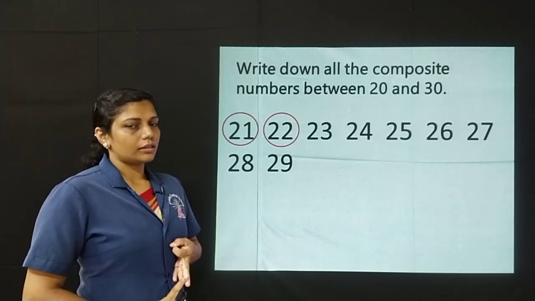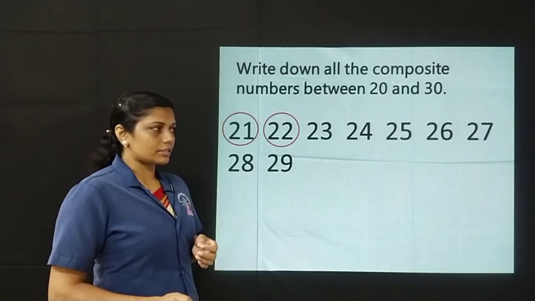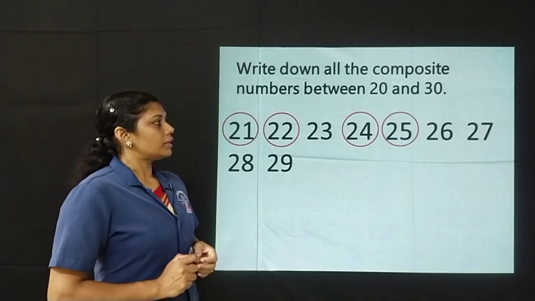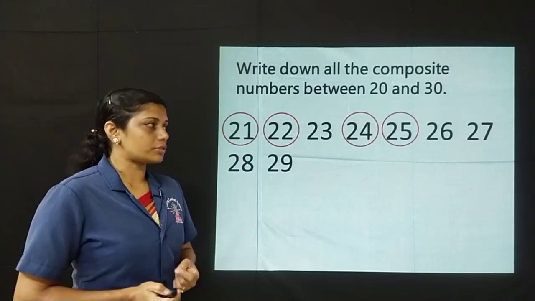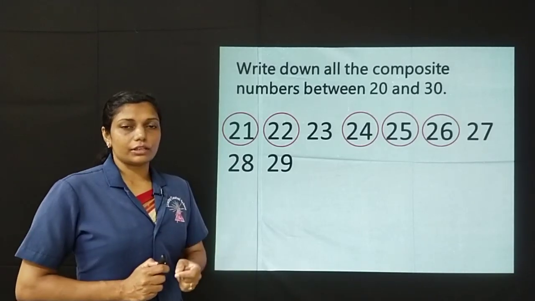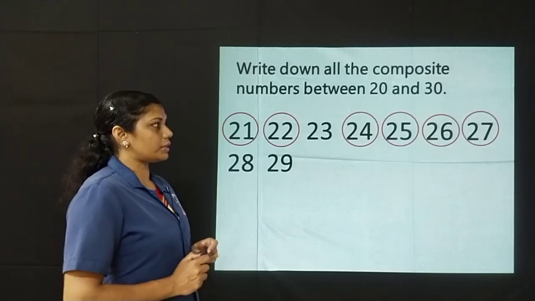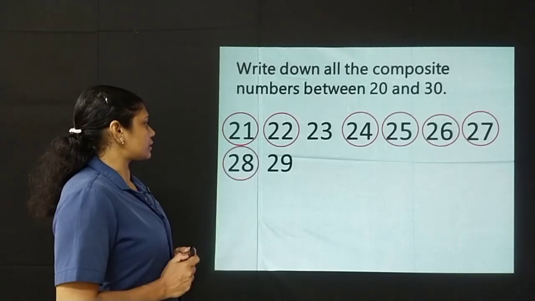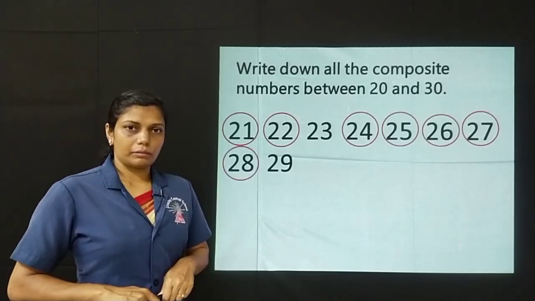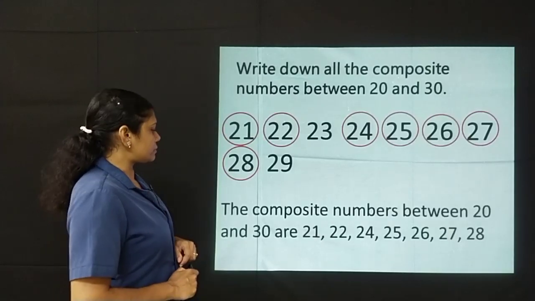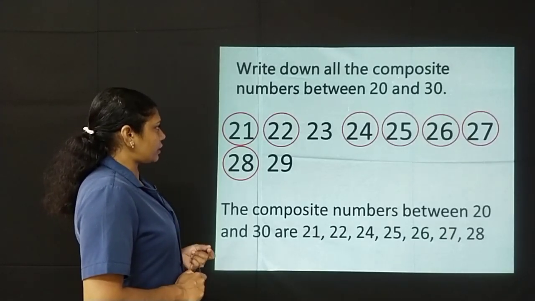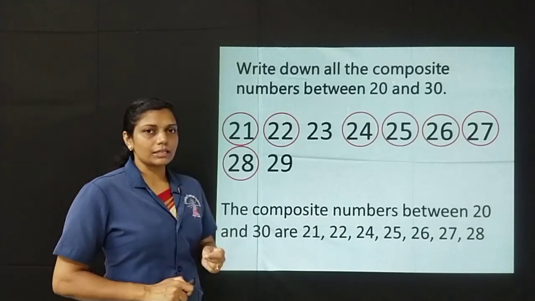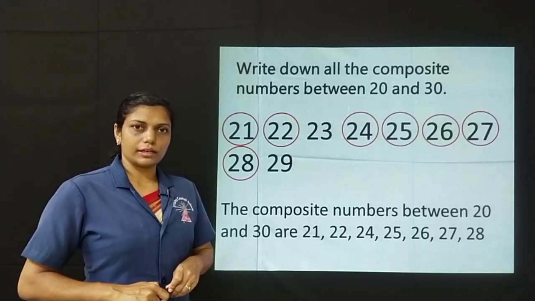23, it is a prime number. 24 is a composite number. 25 is divisible by 5, it is a composite number. 26 is an even number, so it has to be a composite number. 27 is divisible by 9, it has to be a composite number. Then 28 is an even number, it has to be a composite number. 29 is a prime number. So the composite numbers between 20 and 30 are 21, 22, 24, 25, 26, 27 and 28. Clear?